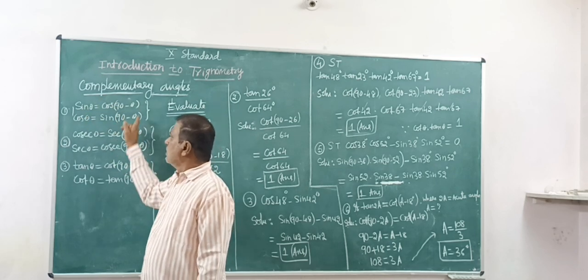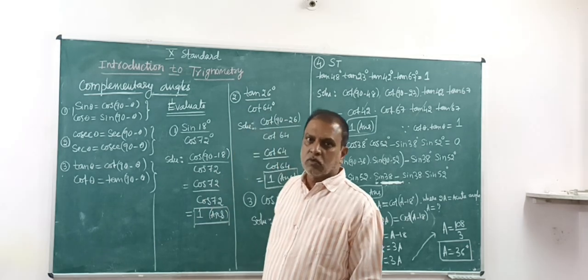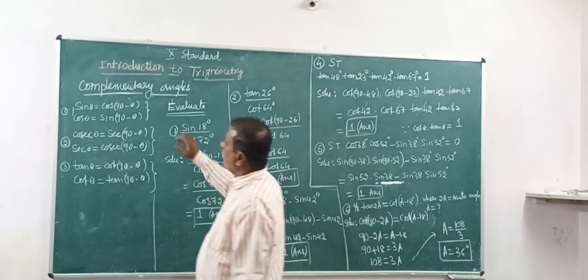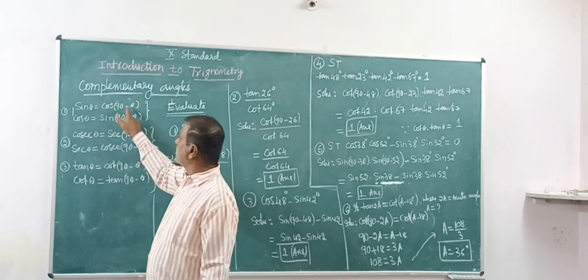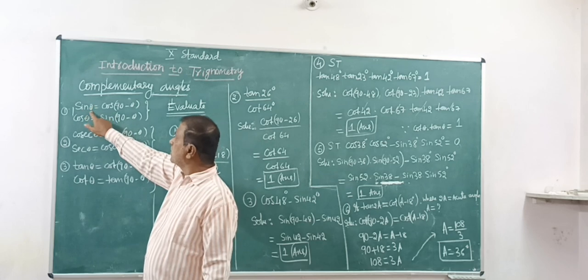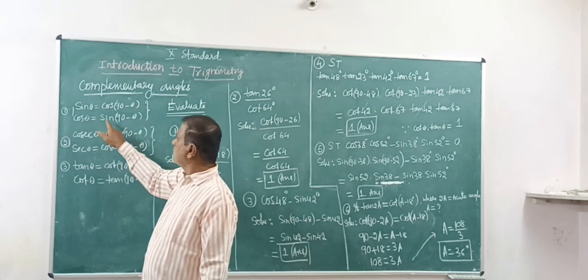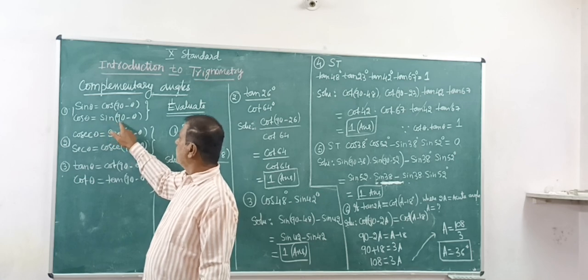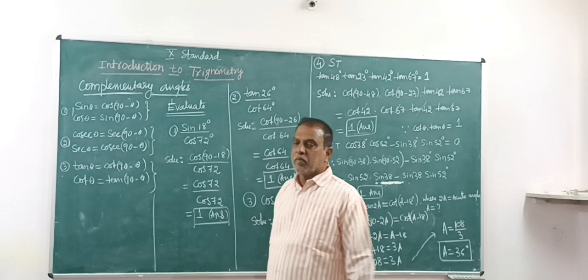Therefore, this is the relationship for the trigonometric ratios of those complementary angles. The complementary angles are theta and 90 minus theta. Got it? If I write sin theta, we can write this as cos of 90 minus theta, or cos theta as sin of 90 minus theta. Sin and cos are complementary.